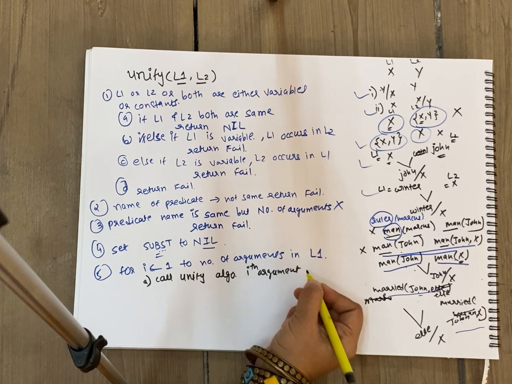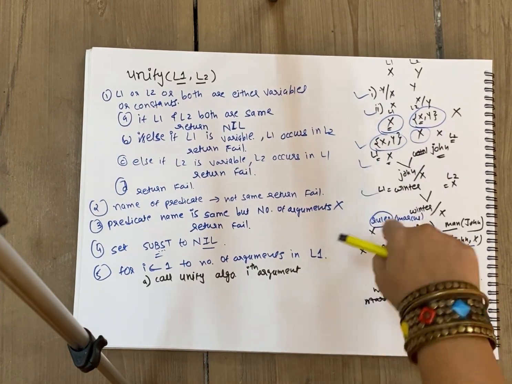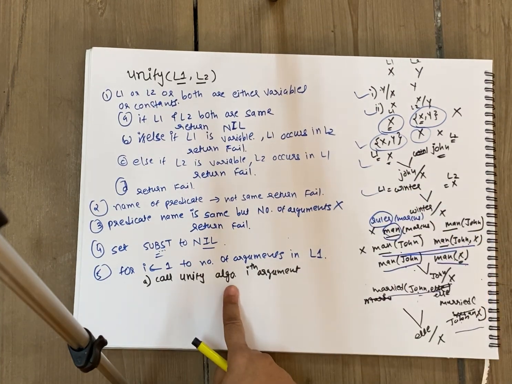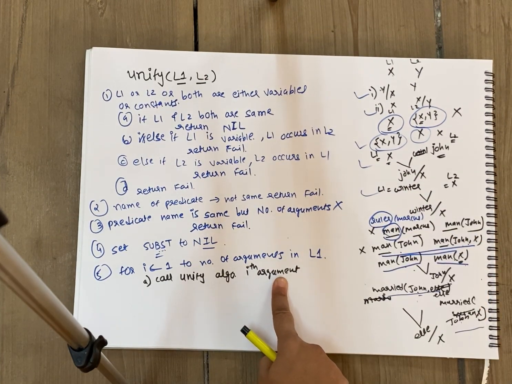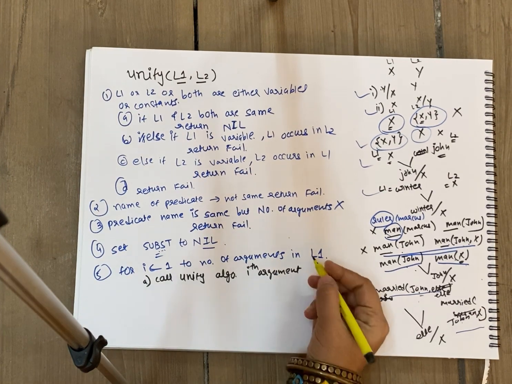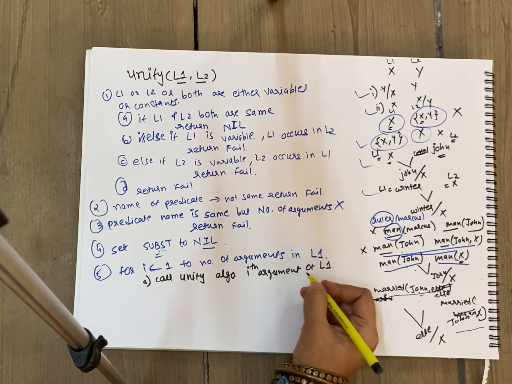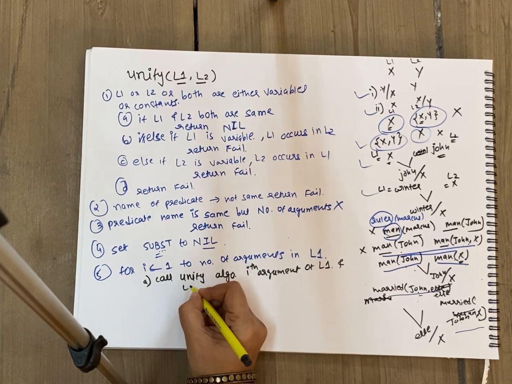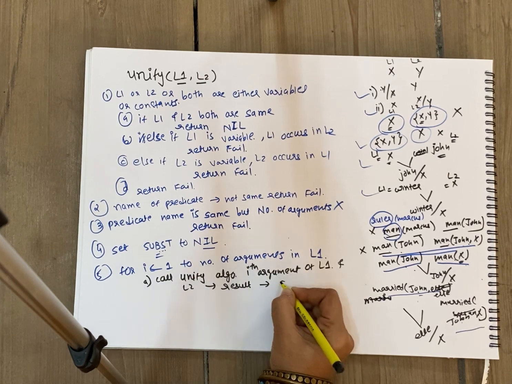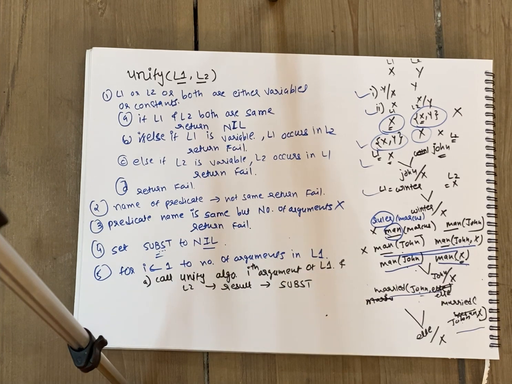See, these arguments are either going to be variables, or they are going to be constants and variables, or both constants. So call the unify algorithm for the ith argument. Let us say for the first argument, the ith argument of L1 and L2, and whatever is the result of it, store it in S.